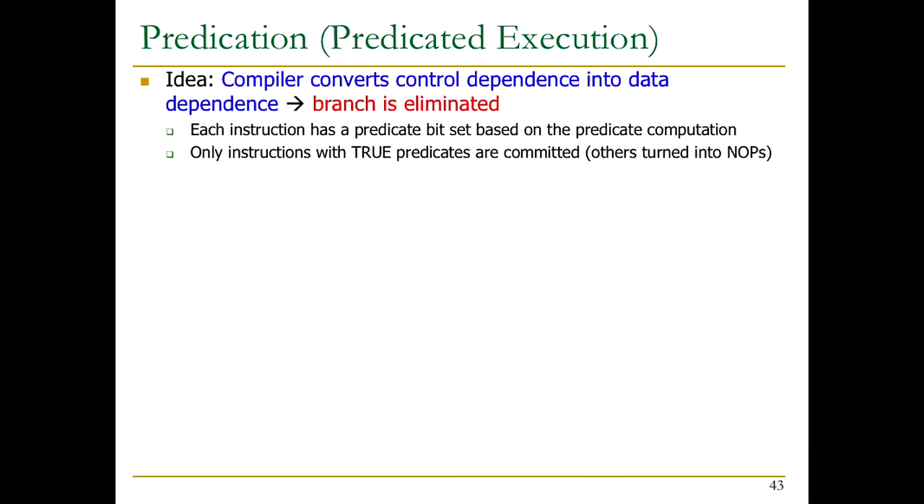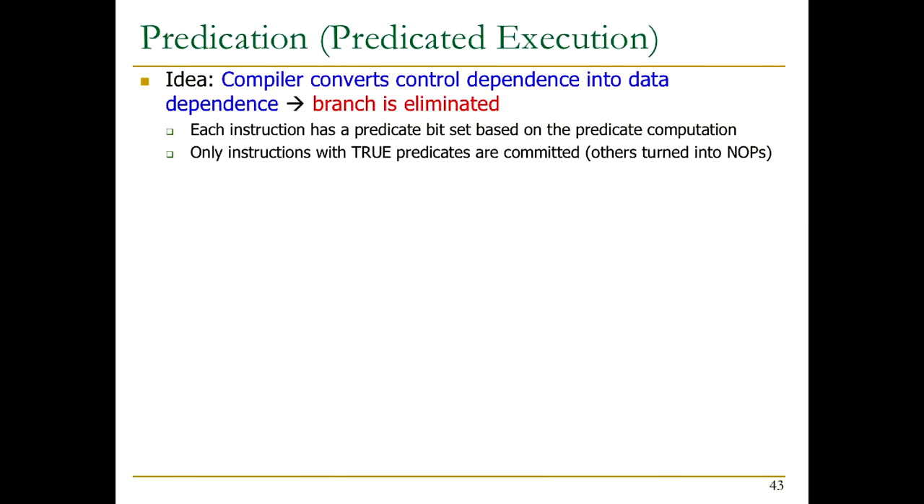OK, so a basic idea again, the compiler converts control dependence into data dependence, which means that the branch is eliminated. How do you accomplish this? Basically, you need to have support in the instruction set architecture. Each instruction has a predicate bit set based on the predicate computation. And only instructions with true predicates are committed. Others are turned into no-ops.